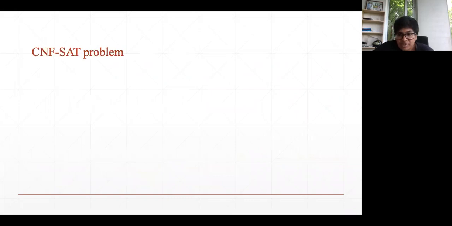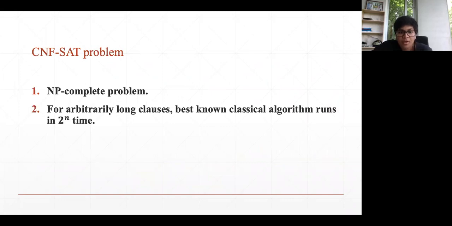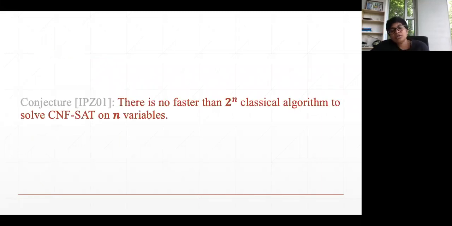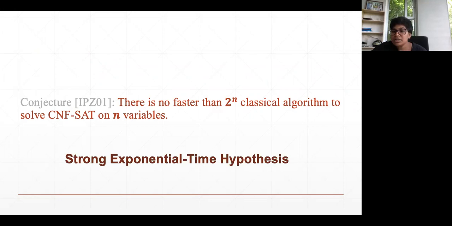Now, what do we know about the CNF-SAT problem in the classical setting? We know that it is an NP-complete problem. We know that the best known classical algorithm for arbitrary long clauses runs in 2^n time. And the best known lower bound that we know, sadly, is only linear. So there's this huge gap that has not been bridged for this problem. In 2001, Impagliazzo, Paturi, and Zane conjectured that there is no classical algorithm faster than 2^n to solve CNF-SAT on n variables. They call this the strong exponential time hypothesis, abbreviated as SETH.